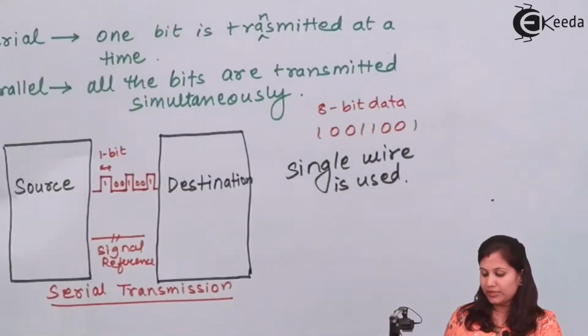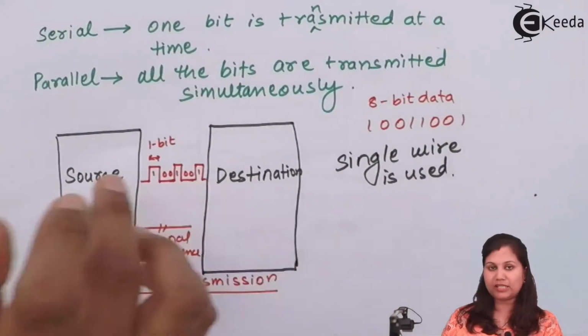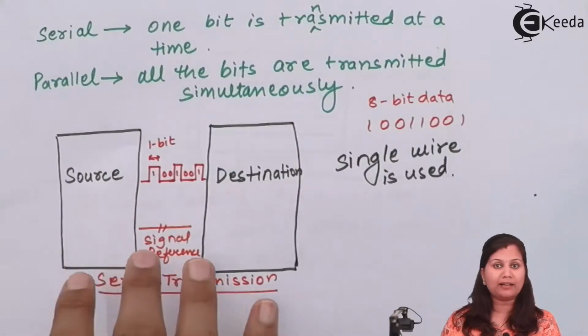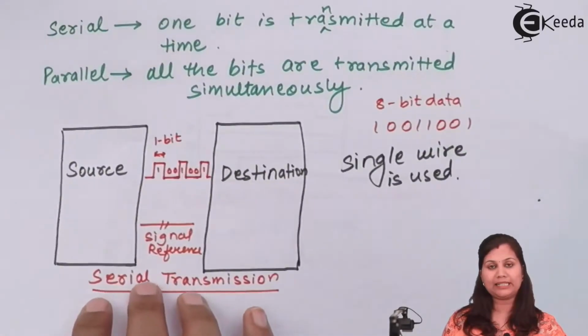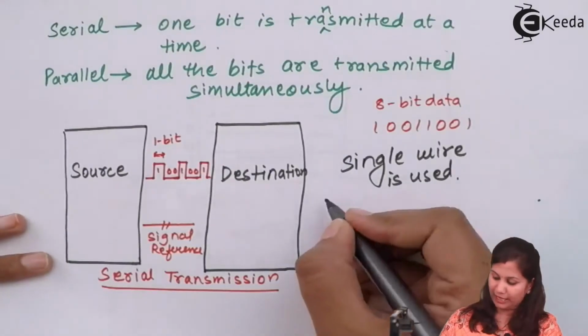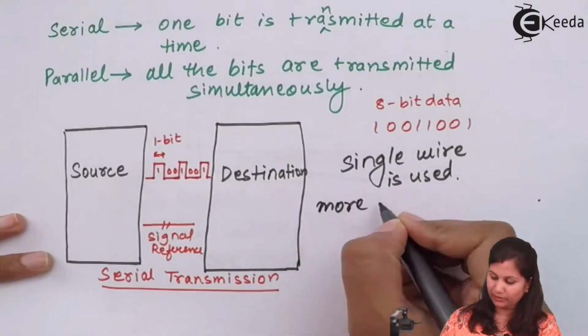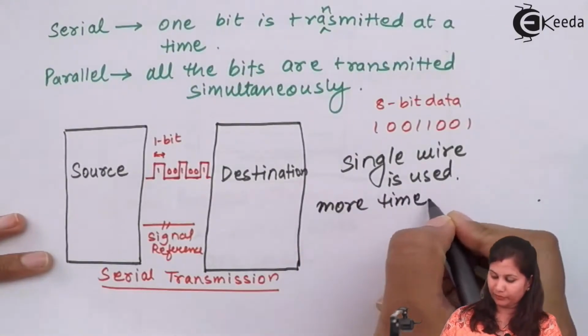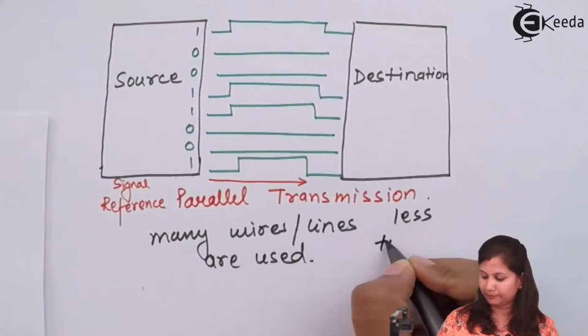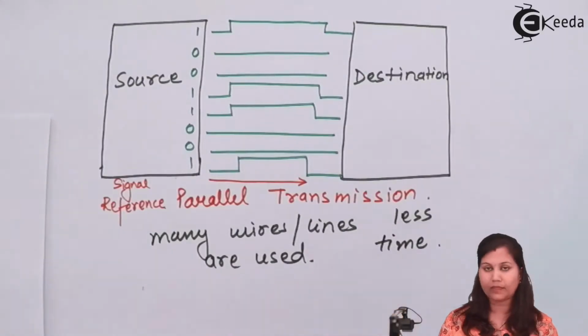Now here, if we are transmitting 8 bits, it will take a long time, because only one bit is transmitted at a time, whereas in the case of parallel, because all bits are transmitted simultaneously, it will take less time. So here we have more time required, and in the case of parallel, less time.